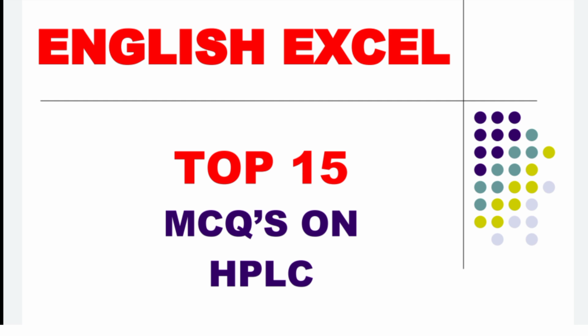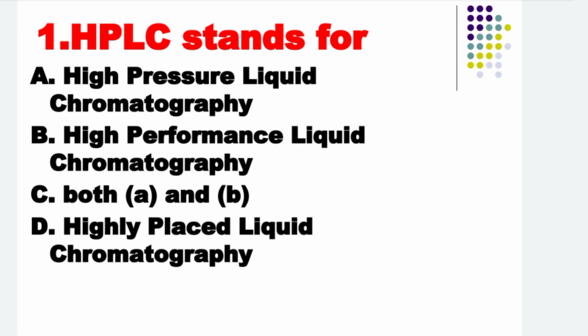In today's video, I talk about the most important top 15 multiple choice questions on HPLC. Number 1: HPLC stands for option A, high pressure liquid chromatography; option B, high performance liquid chromatography; option C, both A and B; and option D, highly placed liquid chromatography. The answer is option C.